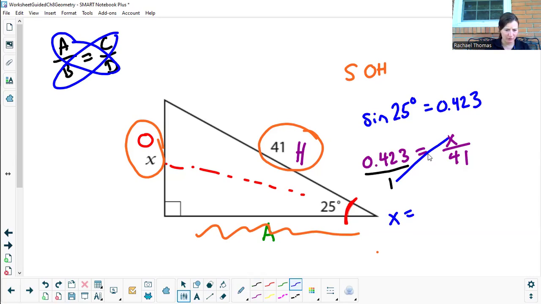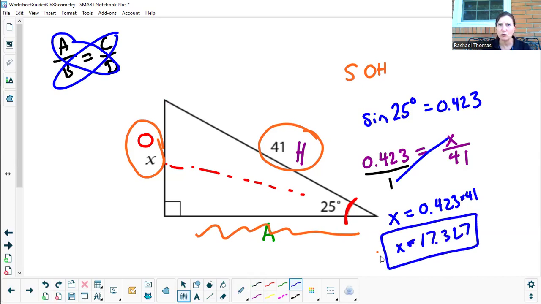Which is 17.327. I'm going to write it out for you. 0.423 times 41, or x equals 17.327. Bam, look at that. We just solved for x. Woohoo! Let's try one more example together.